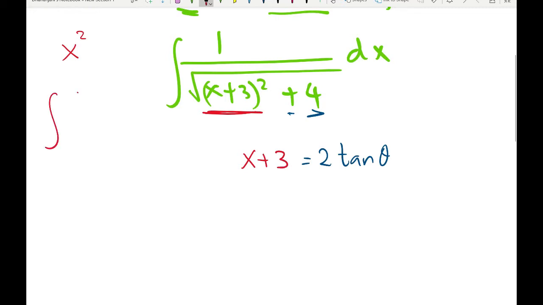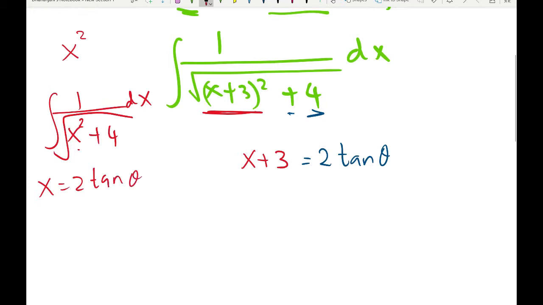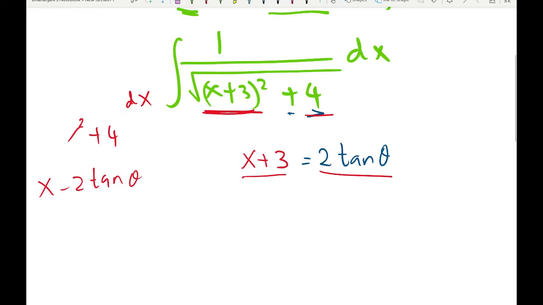So if you had a problem like this, the square root of x square plus 4, to integrate, your substitution will be x equals 2 tangent theta because you have x here. But when you have (x plus 3) square plus 4, the right hand side is going to be the same, but the left hand side is x plus 3. Instead of x you have x plus 3. I hope you got my point. Okay, now let's do the usual trigonometric substitution from here.